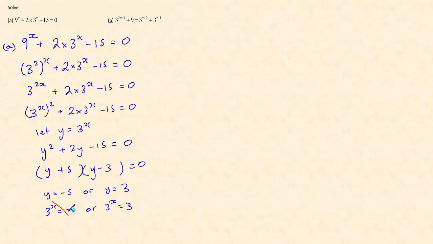This one here is not possible. There's no power of x that can make 3 negative. Just think about the graph of 3 to the x. It has an asymptote down here, and it goes like this. 3 to the x is always above the x-axis, so it's always positive. So this isn't possible, but here we get x equals 1, and that would be our only solution.